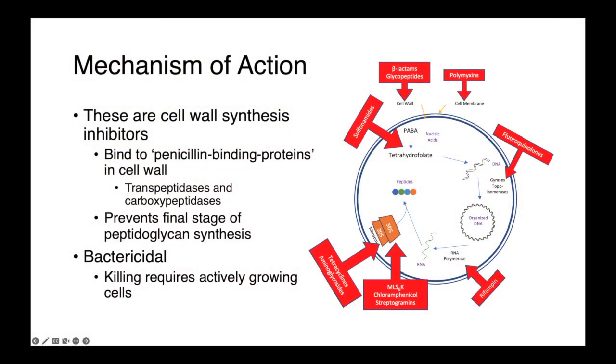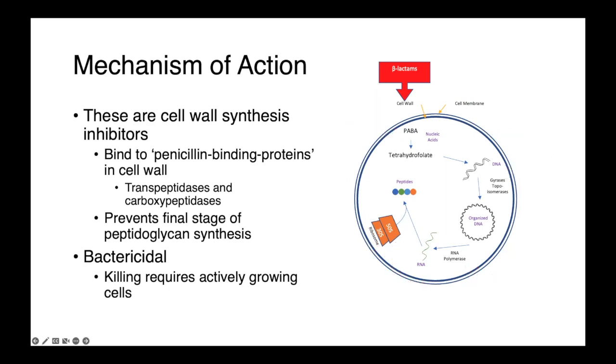The penicillins, along with the cephalosporins and carbapenems, are all members of the beta-lactam superfamily of antimicrobials. These drugs are all cell wall synthesis inhibitors, which act by binding to and inhibiting the penicillin binding proteins in the cell wall. These proteins are transpeptidases and carboxypeptidases, which are involved in peptidoglycan cross-linking. And by inhibiting this final stage of peptidoglycan synthesis, the cell wall is weakened and the bacteria is ultimately killed.